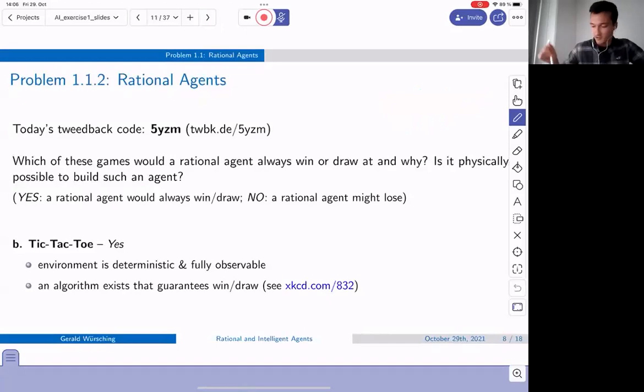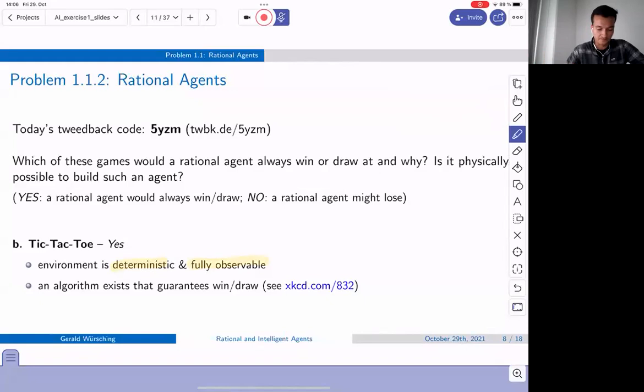Why? Because the environment in tic-tac-toe is deterministic and fully observable. Deterministic means every action that a player takes always results in the expected outcome. So when your opponent draws a cross somewhere, you know he's going to place a cross at this position. So there's no stochastic component in that. And it's also fully observable, so you always see what's happening in the environment.